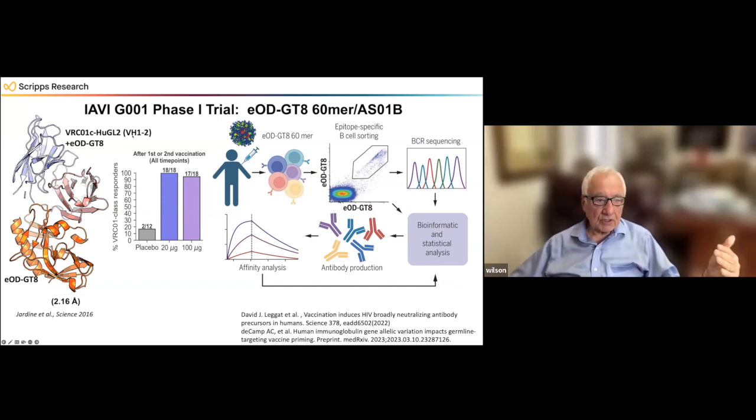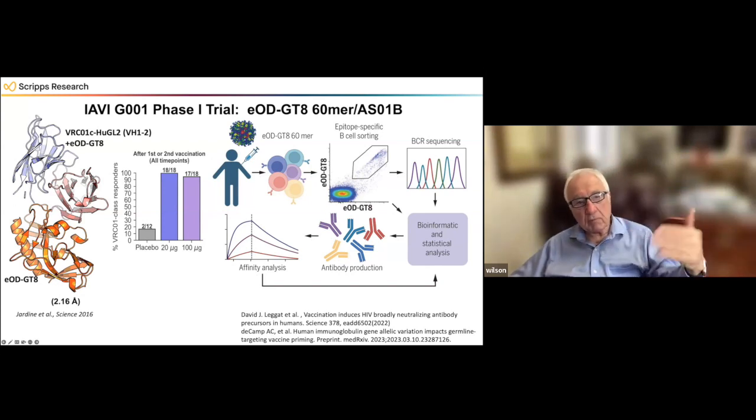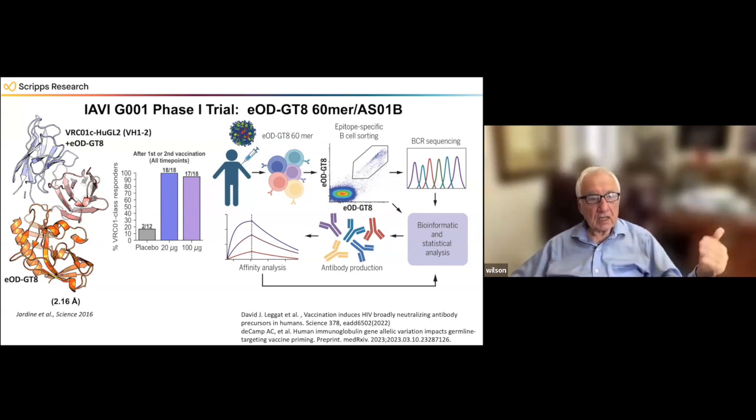So what Bill did was he basically took this and put it on a nanoparticle, so there are many copies of it, 60 copies of it, and injected it into people. This is a human clinical trial, called the IAVI G001 trial, with an adjuvant. Basically what one was looking at was trying to see what sort of antibodies came out and whether they are from this particular family. And in fact, that turned out to be the case. Whether you use 20 micrograms or 100 micrograms, pretty much everybody produced these VRC01-type antibodies in this family.